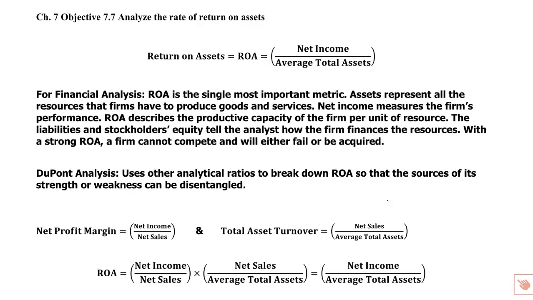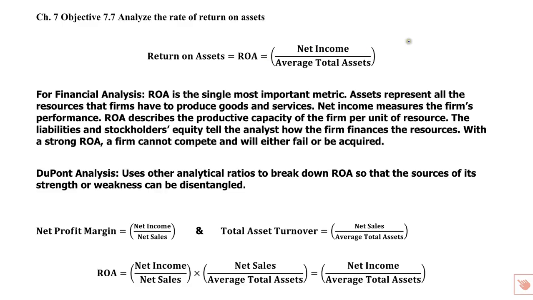All right, so the last part of Chapter 7 we're going to cover is return on assets. Return on assets, which is a fantastic ratio. If you only had one ratio, this is the one you'd want to have. So it's taking net income over average total assets.